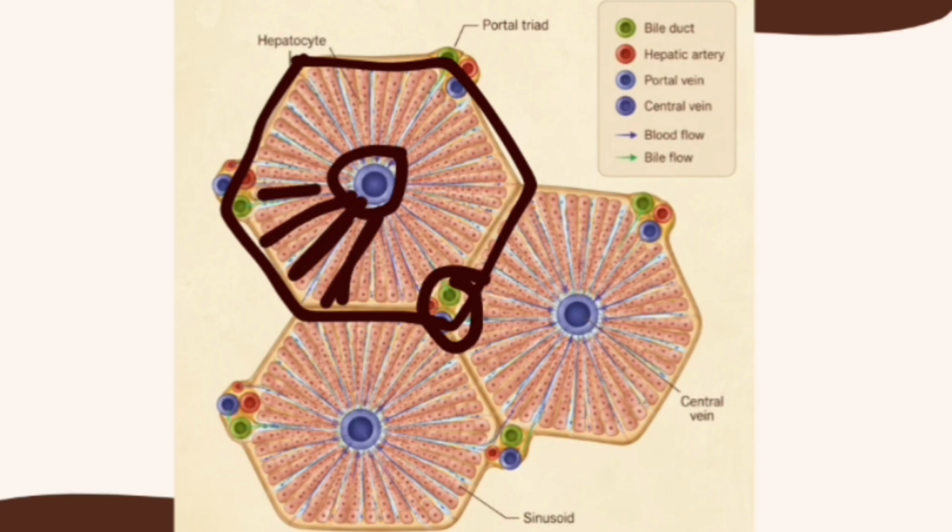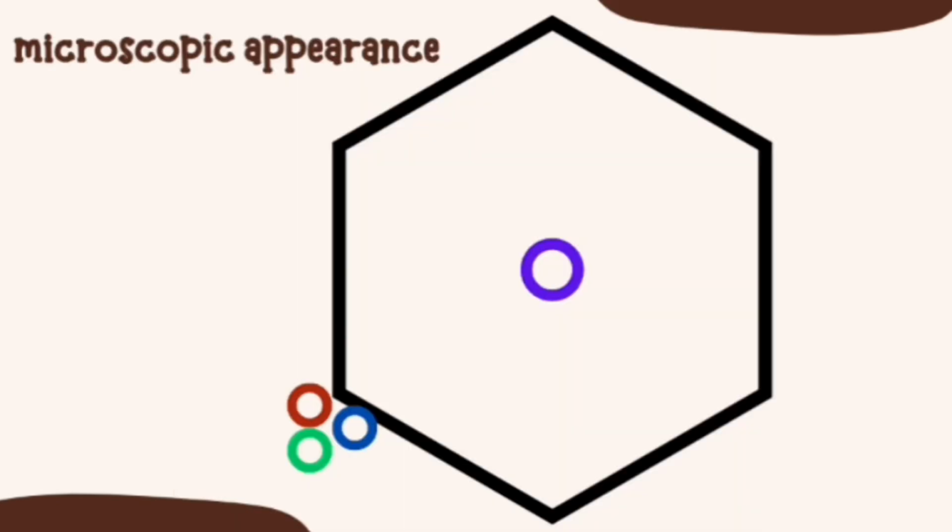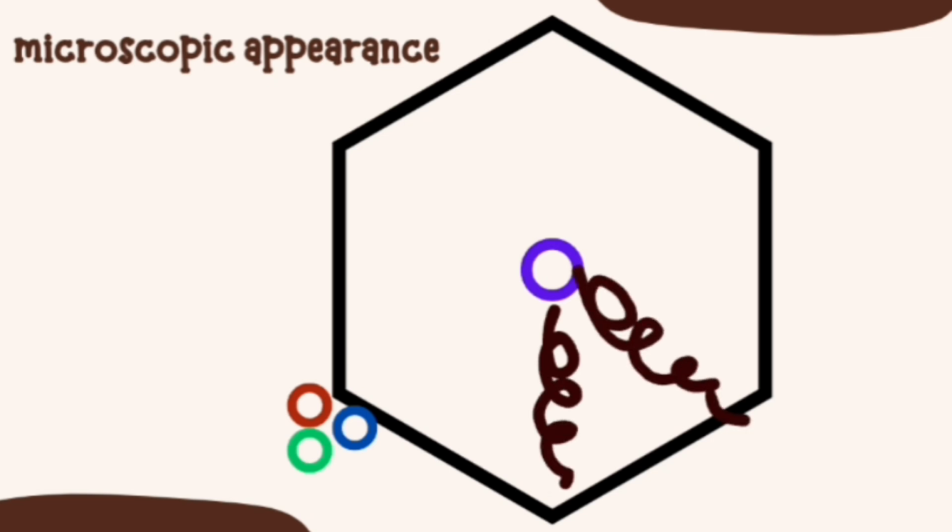So these are the chain of hepatocytes, and the space in between the hepatocyte chain is called the sinusoid. So here we have the hepatic lobule. Over here we have the chain of hepatocytes like this. And this space in between is the sinusoid.